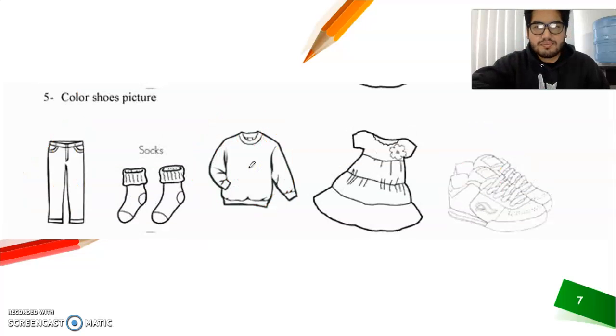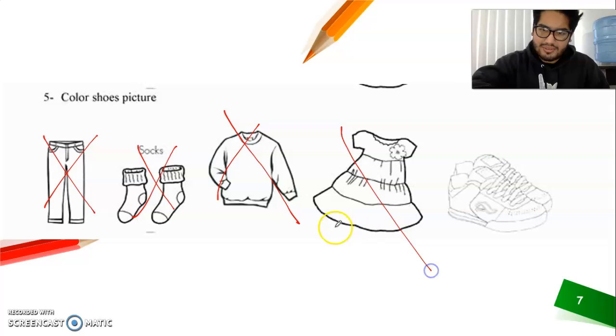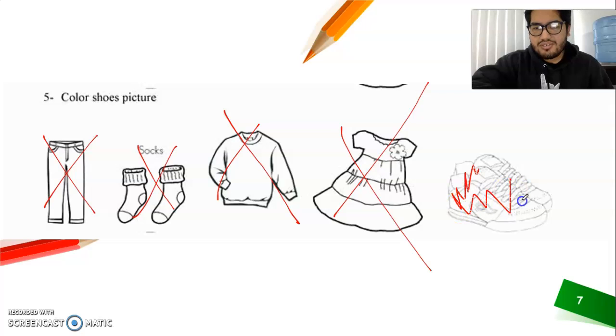Color shoes pictures. Is a shoe this? No. Is this shoes? No. Is this a shoe? No. Is this a shoe? No. Is this a shoe? Yes. These are the shoes. So we're going to color them.